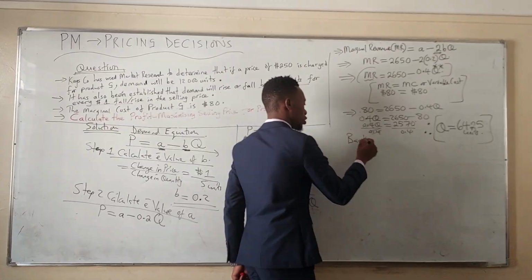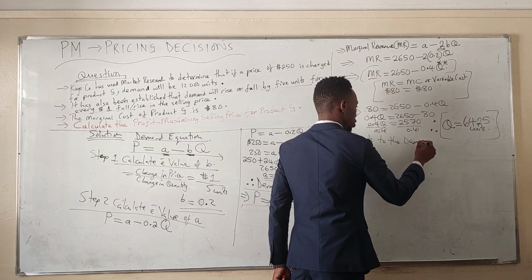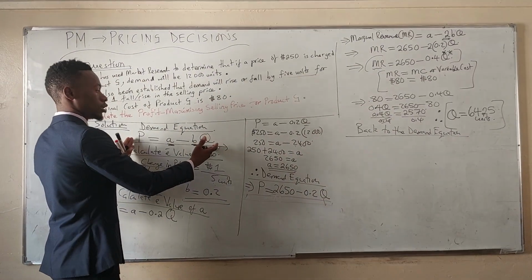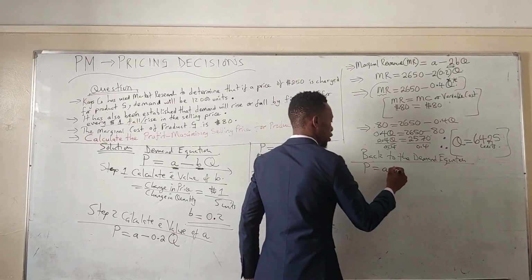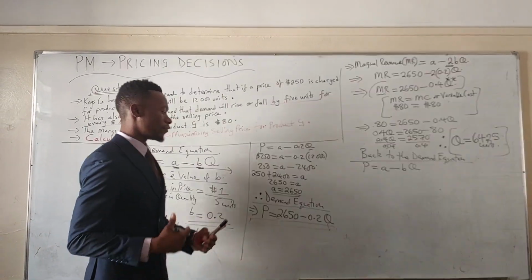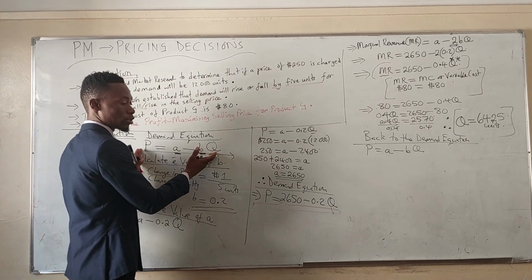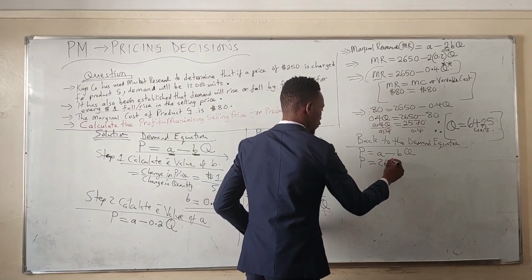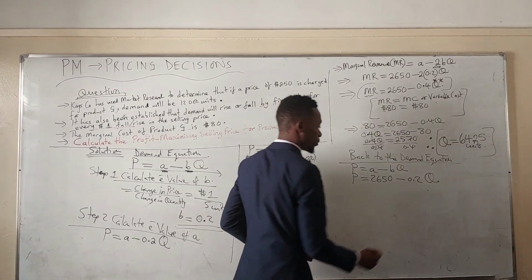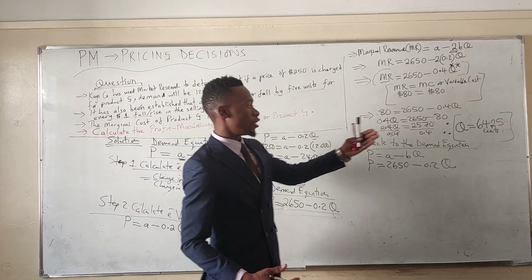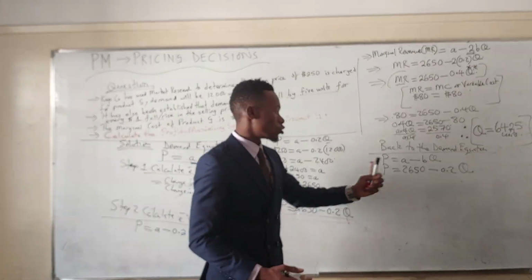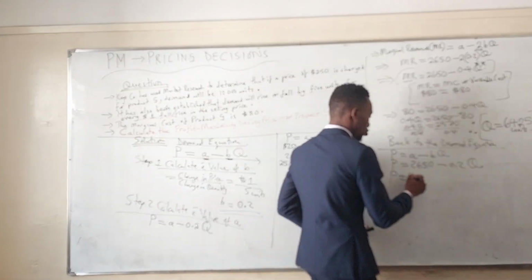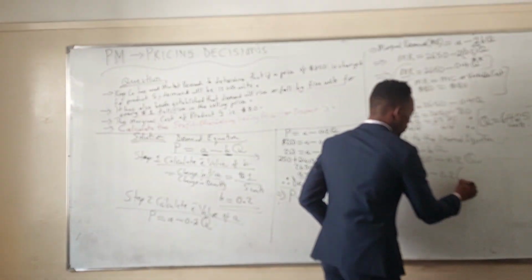Then guys, back to the demand equation. This is our equation. P is equal to A minus BQ. Guys, I'm following step by step. When we solved the value of A and B, this was our equation where we said P is 2650 less 0.2Q. Step by step, I want you to follow. We now have the quantity which will maximize the profits. So if you substitute here, you get a price that will maximize the profits. So P is equal to 2650 minus 0.2, open bracket, your Q.